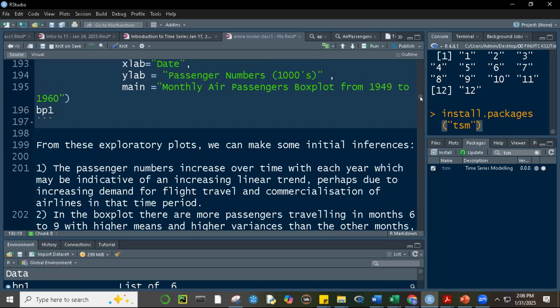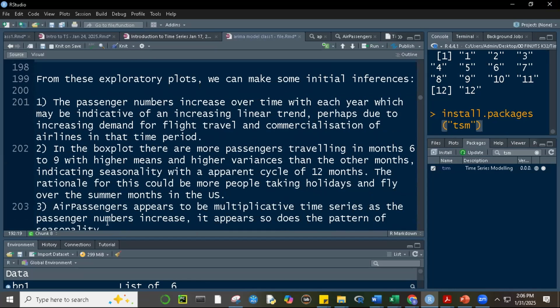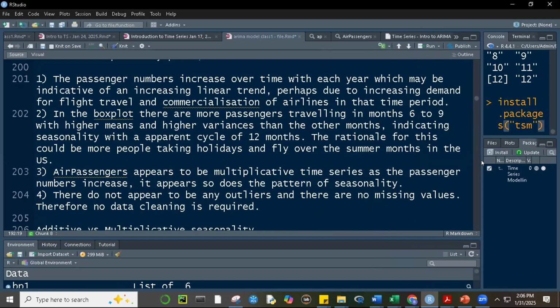Okay. All right. So here are just some thoughts about the data. More passengers traveling in months 6 to 9 with higher means and higher variances than the other months. So indicating a seasonality apparent in the cycle of 12 months. So when you plotted this, you notice that there are upticks there, and that occurs in months 6, 7, 8, 9.